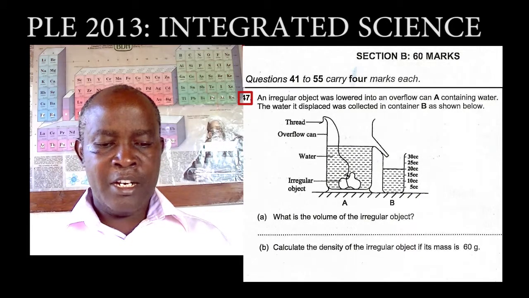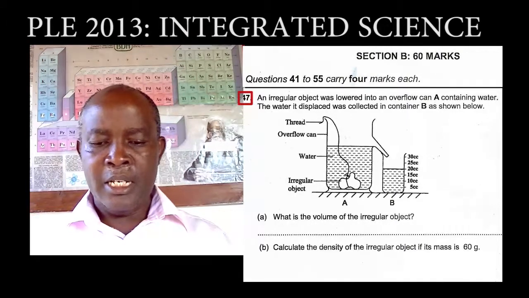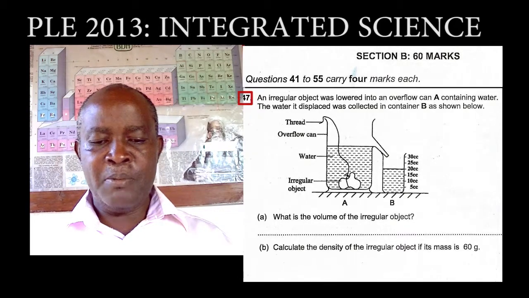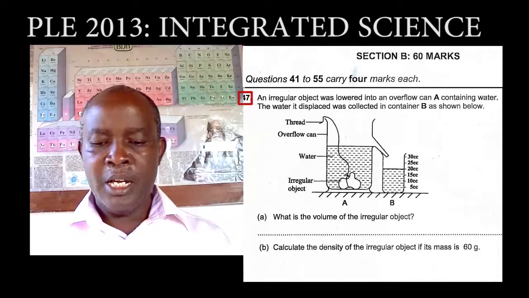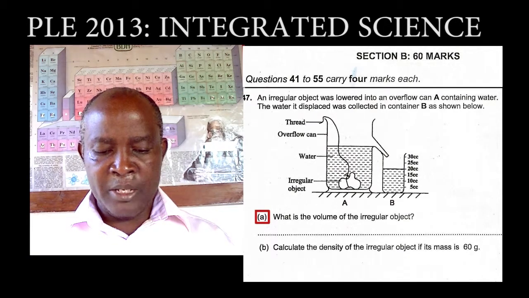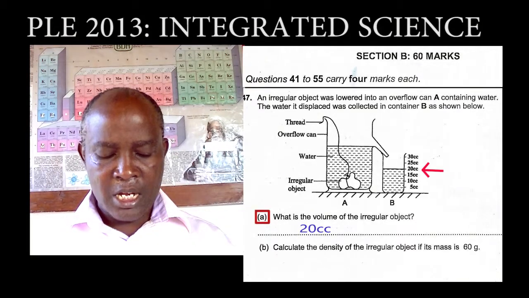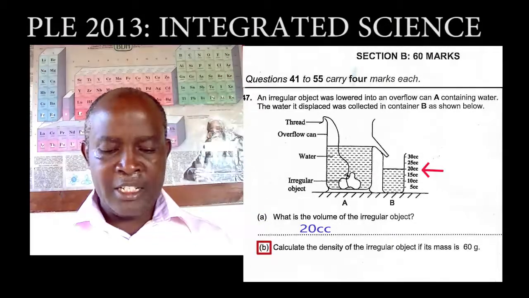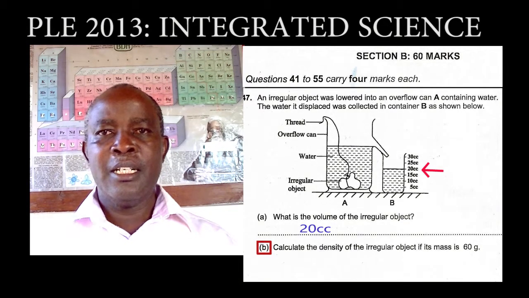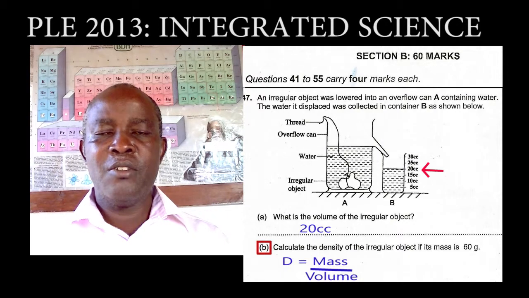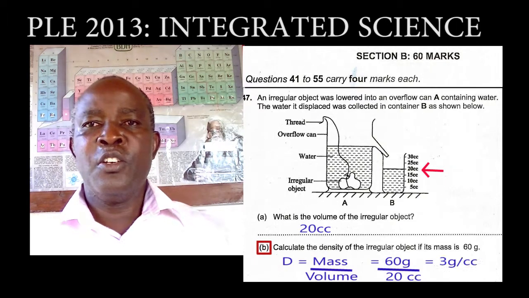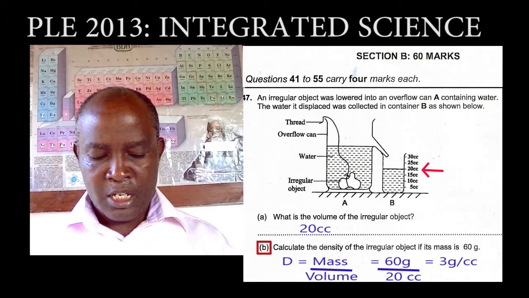47. An irregular object was lowered in an overflow can A containing water. The water displaced was collected in a container B as shown below. What is the volume of the irregular object? It is 20 centimeter cubed. Calculate the density of the irregular object. If the mass is 60, density is the mass over volume. So you divide 60 over 20, you get 3 grams per centimeter cubed.